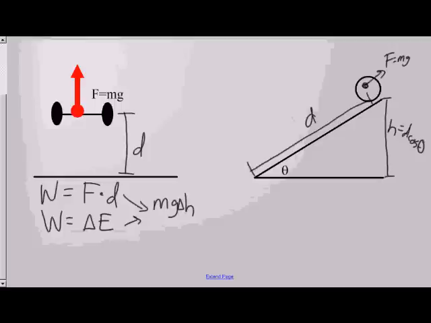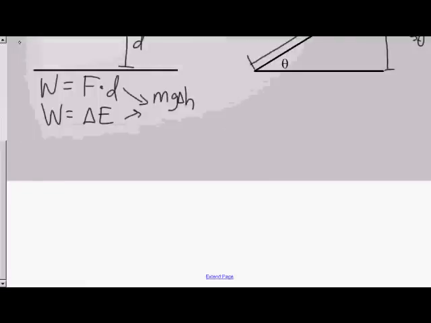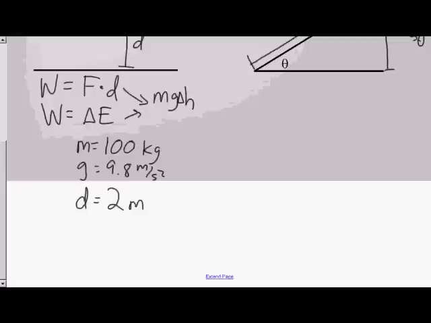So let's say we have a mass of 100 kilograms. G is always going to be 9.8 meters per second squared, and I apply that force over a distance of 2 meters to make it easy. So I'm lifting a 100 kilogram mass from the floor up to above my head. How much work do I do? Well, work is the force times the displacement. The force I have to use is going to be 980 newtons, because it's 100 kilograms times 9.8, times 2 meters gets me 1,960 joules of energy.